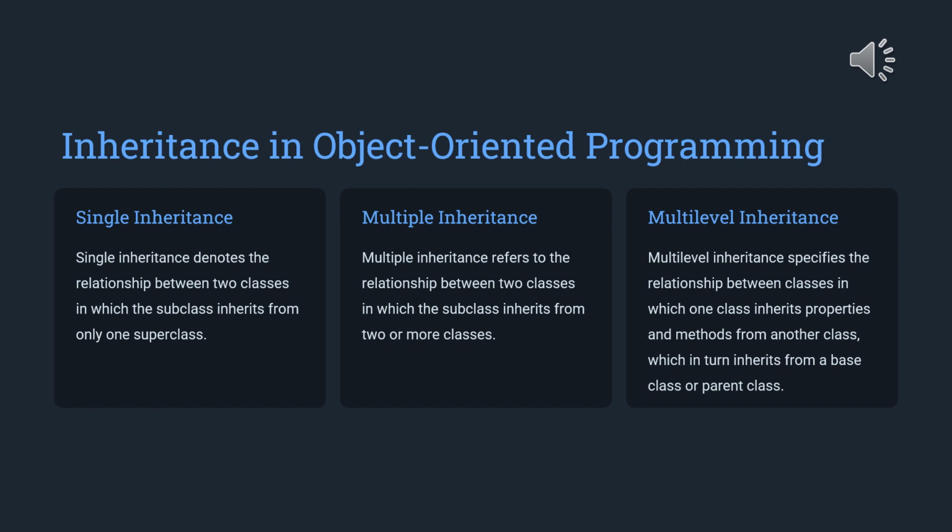Now, multiple inheritance. Multiple inheritance allows a class to inherit from multiple base classes. It facilitates code reuse and composition but requires careful handling to avoid conflicts. For example, a guitarist class inherits from both person and musician classes. Now, multi-level inheritance. Multi-level inheritance involves inheriting from a derived class, creating a hierarchical structure. It allows for complex relations and promotes code organization and modularity. For example, a dog class inherits from mammal, which in turn inherits from animal.